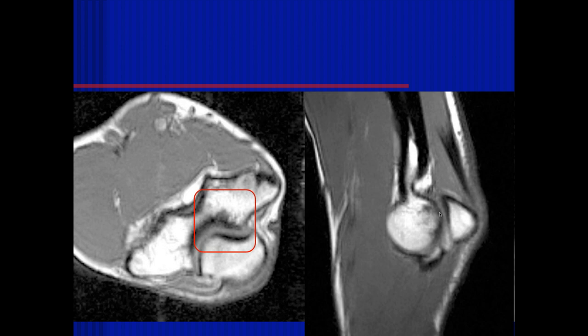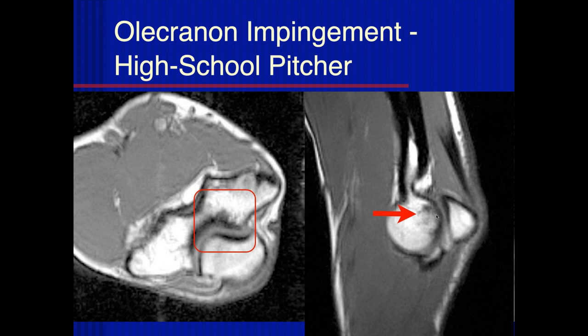Here are the sagittal images showing that same area in the sagittal plane right there. This was a high school pitcher, and this was posterior impingement, and you can see the changes. So that's what you have to look for if they're concerned about posterior impingement. This is a high school player, Michael. This was an older player who'd been playing longer. What do we see here?